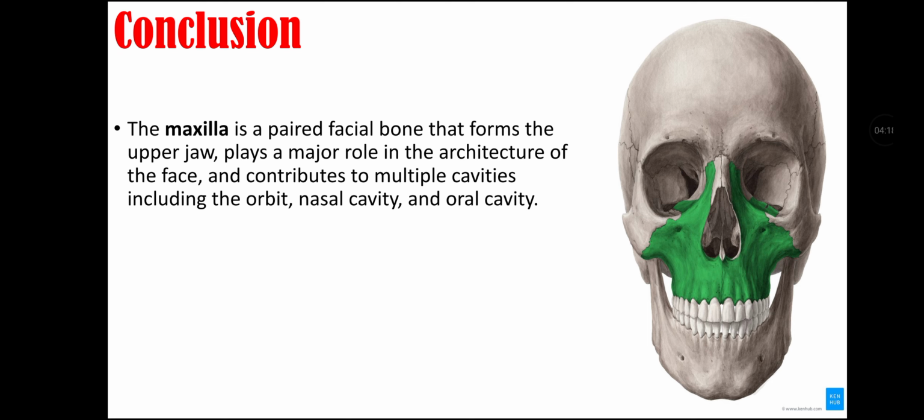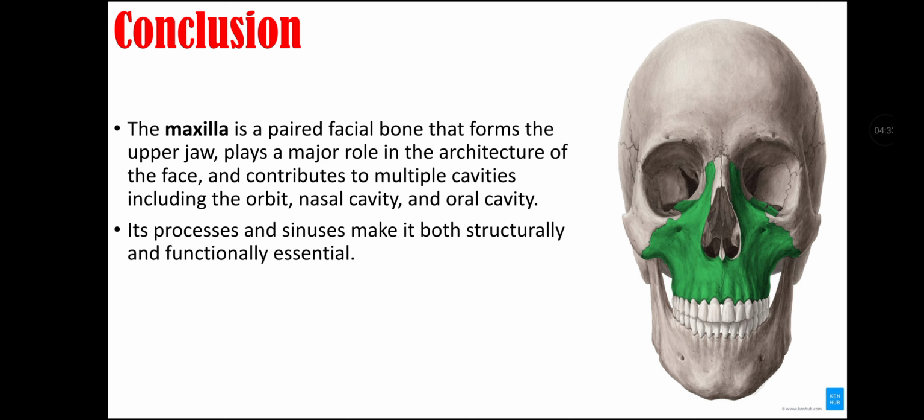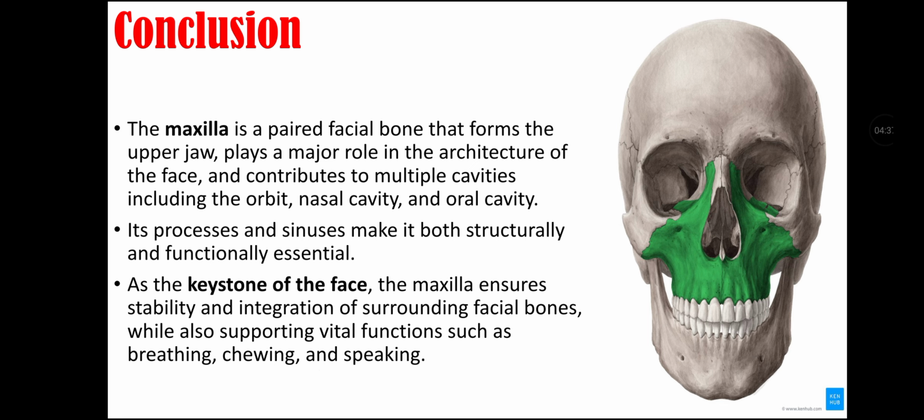Conclusion of this lecture video. Maxilla is a paired facial bone that forms the upper jaw, plays a major role in the architecture of the face and contributes to multiple cavities including the orbital cavity, nasal cavity and oral cavity. Its processes and sinuses make it both structurally and functionally essential. As the keystone of the face, maxilla ensures stability and integration of surrounding facial bones, while also supporting vital functions such as breathing, chewing, and speaking.